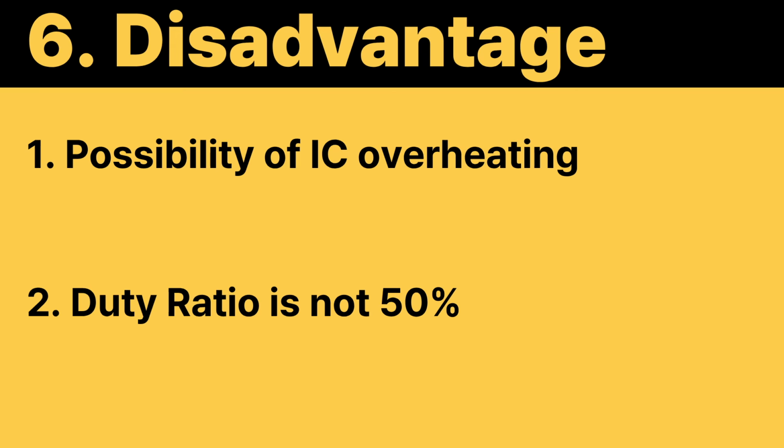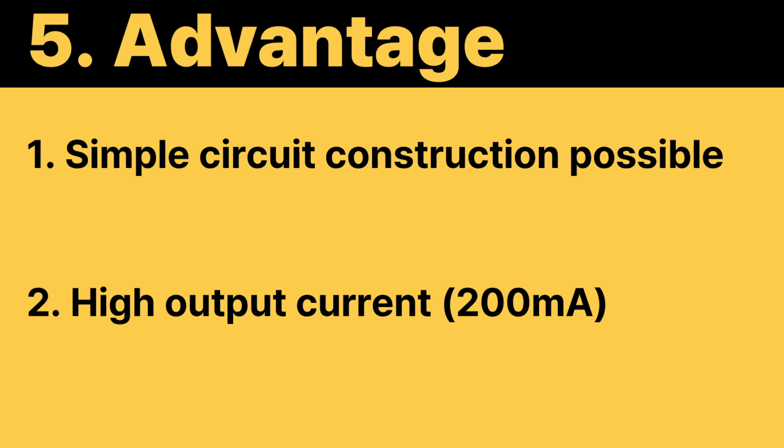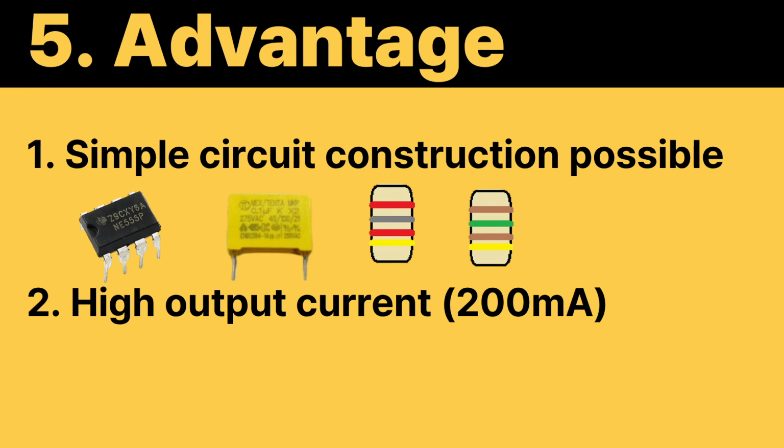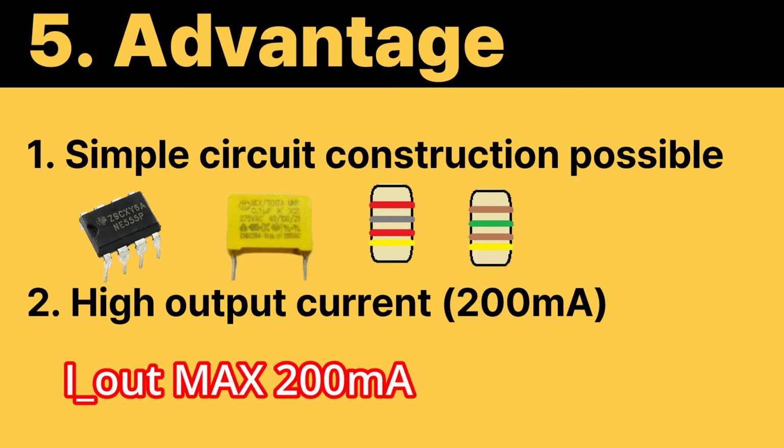Finally, let's look at the advantages and disadvantages. First, the advantages. Simple circuit. You can create a frequency using only an inexpensive IC, 2 resistors, and 1 capacitor, and the IC has a strong output current. It can output up to 200 mA.